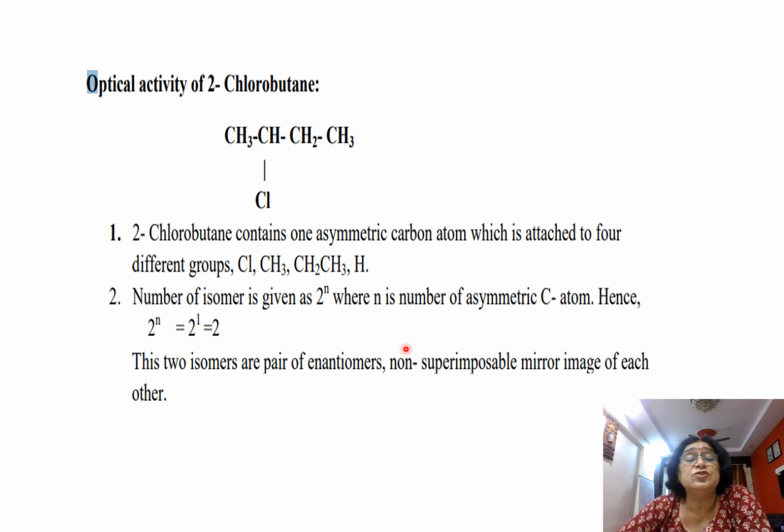Because 4 different groups are attached to this carbon, this 2-chlorobutane carbon is known as chiral carbon. Okay, then the number of isomers it will form depends on the number of chiral carbons it possesses. So this is calculated by the formula 2 to the power of n, where n is the number of asymmetric or chiral carbon atoms. In this particular example, how many chiral carbons are there? One chiral carbon. So how many isomers is it forming? 2 to the power of n is equal to 2 to the power of 1, which is equal to 2. That means these two isomers are the pair of enantiomers that form non-superimposable mirror images of each other. Clear? So it forms how many isomers? Two isomers.